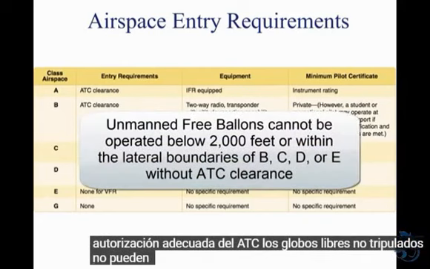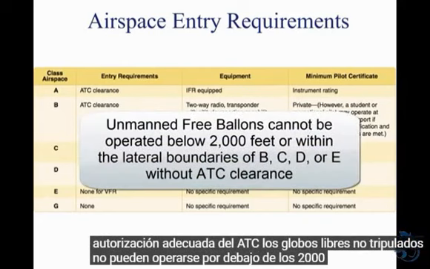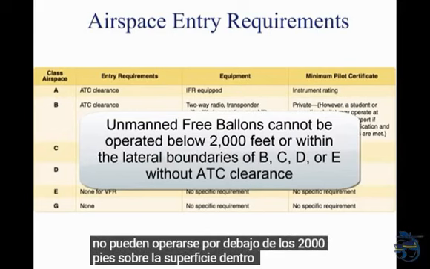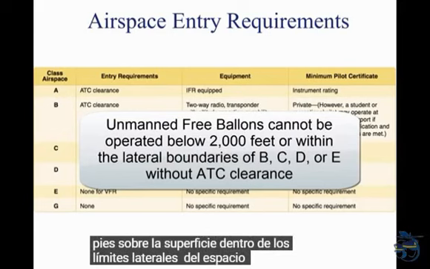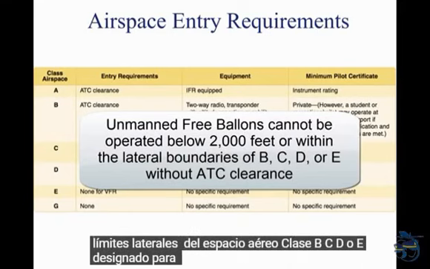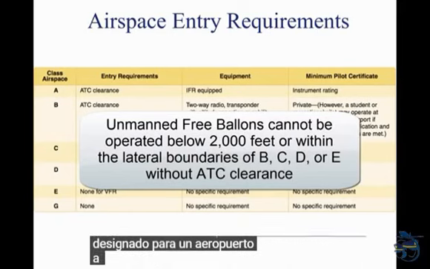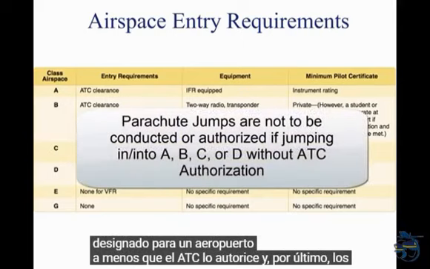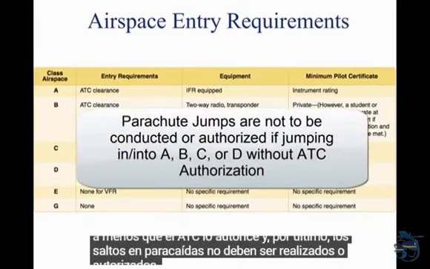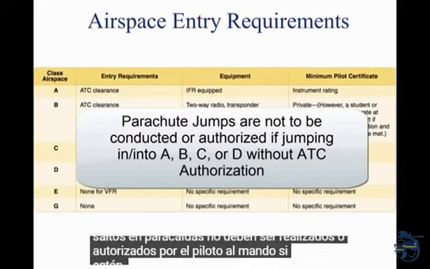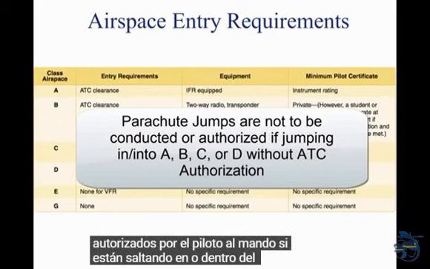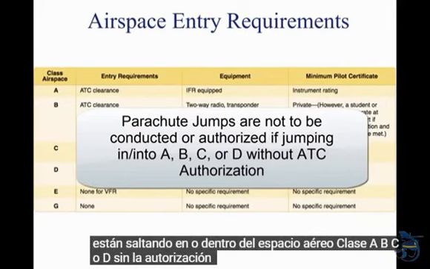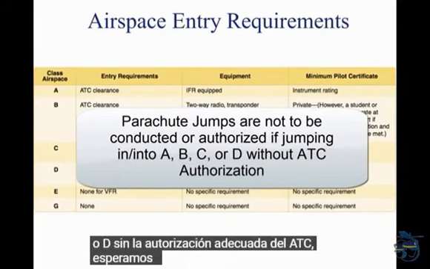Unmanned free balloons cannot be operated below 2,000 feet above the surface within the lateral boundaries of Class B, C, D, or E airspace designated for an airport, unless cleared by ATC. And lastly, parachute jumps are not to be conducted or authorized by the pilot in command if they are jumping in or into Class A, B, C, or D airspace without the proper ATC authorization.